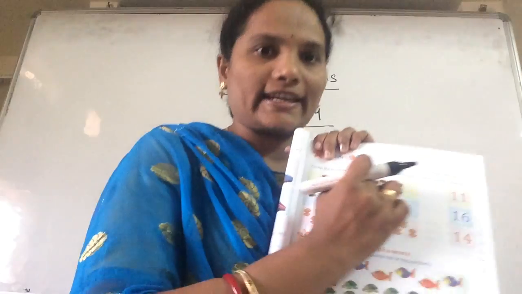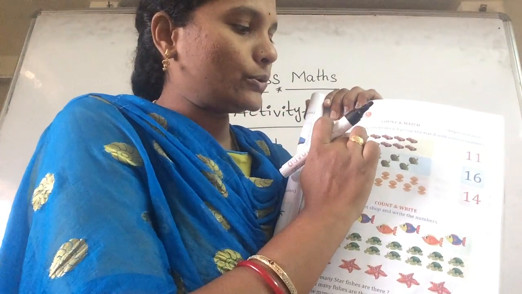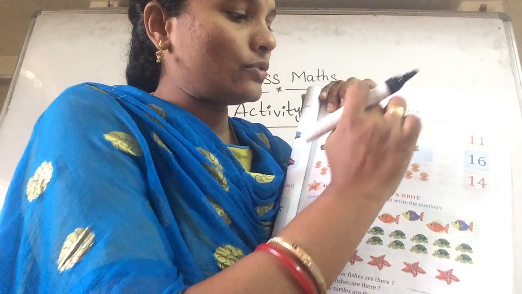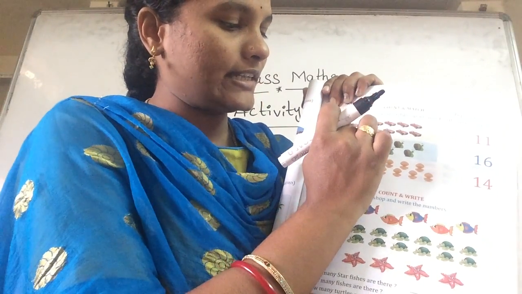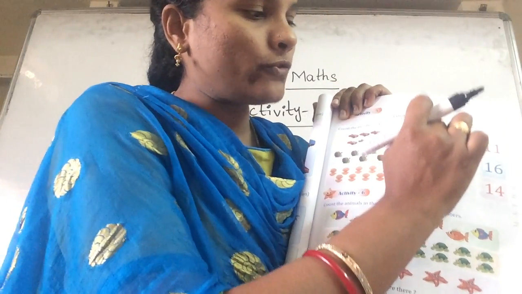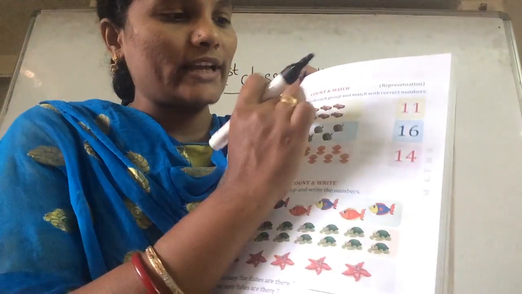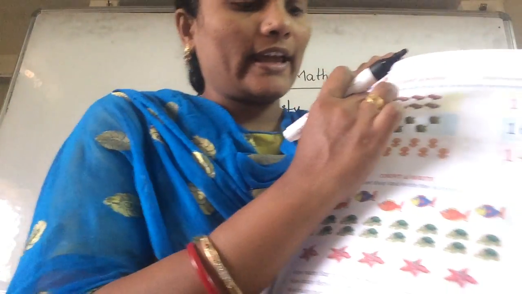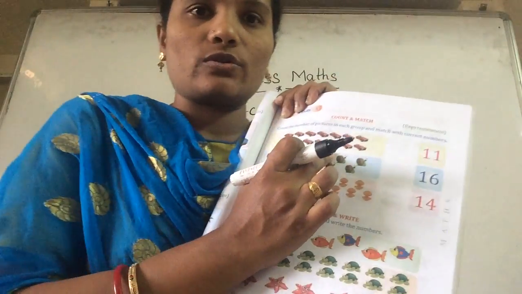Here some cars are there. Count these cars. 1, 2, 3, 4, 5, 6, 7, 8, 9, 10, 11, 12, 13, 14. Where is 14 in this one? Here is 14. You match to 14. Like this, do. Okay, children. Do this in your textbook.